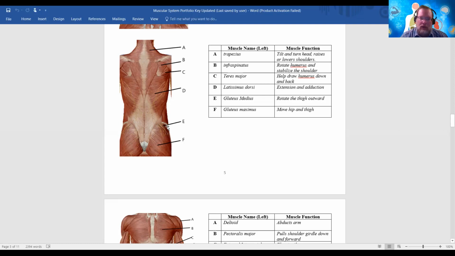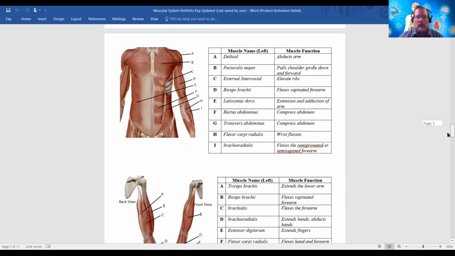And then we've got two of our three gluteal muscles. The one in the hip area we call the medius, and then the large one in the posterior region, the gluteus maximus. And then we move down to this section. We can see the deltoid for letter A, and then the pectoralis major, of course, pointing to letter B.